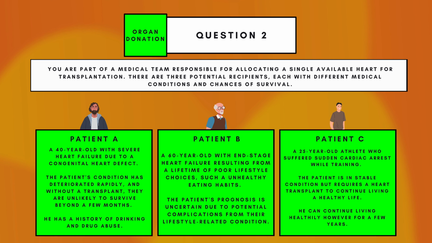Patient B is a 60-year-old man with end-stage heart failure resulting from a lifetime of poor lifestyle choices such as smoking and unhealthy eating habits. The patient's prognosis is uncertain due to complications from their lifestyle-related condition. Patient C is a 25-year-old athlete who suffered sudden cardiac arrest while training. The patient's in stable condition but requires a heart transplant to continue living a healthy life. The chances of survival without a transplant are relatively high, as well as their chances with a transplant. So essentially the patient can continue living very healthily for a few years. And the question is, which patient do you give the heart to?